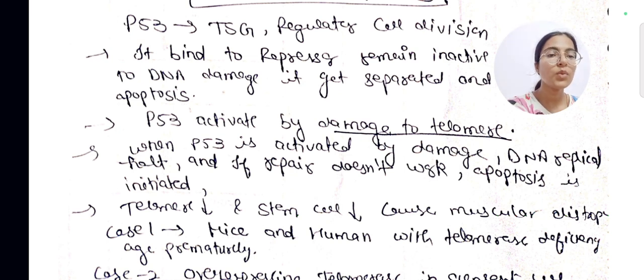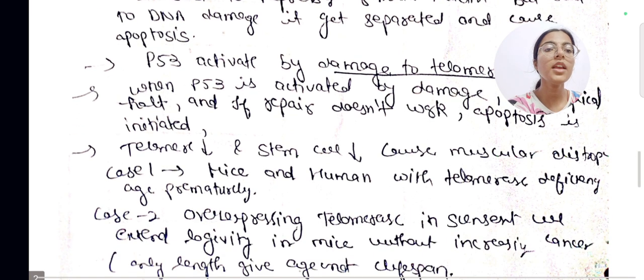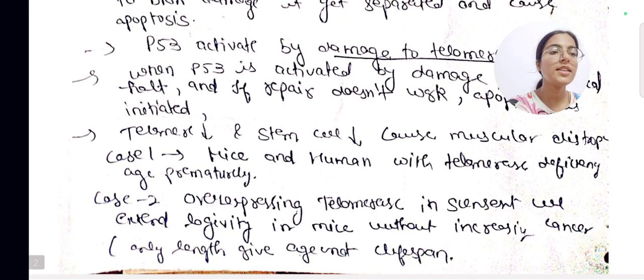Then we have case 1. If mice and humans have a telomerase deficiency, definitely if telomerase is not working, then telomere shortening occurs and a person ages prematurely. If he is 18, he looks like a 30-year-old person. Okay. Case 2. Overexpression of telomerase in senescent cells extends longevity in mice without increasing cancer. If telomerase is overexpressed, it will increase longevity but does not result in an increase in cancer.